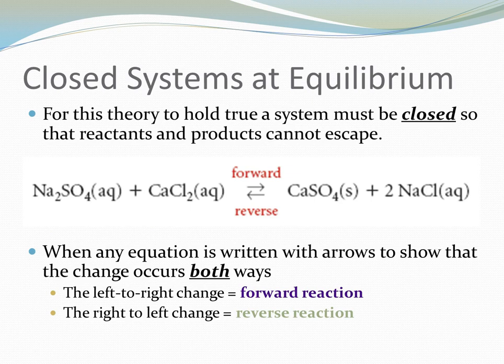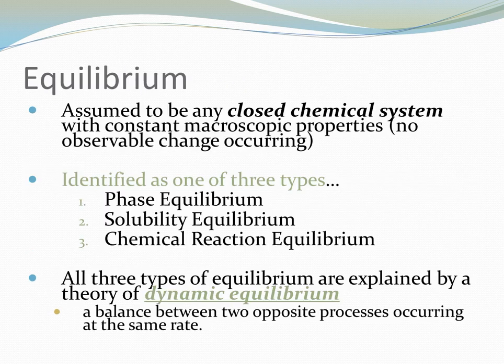Examine this chemical system in equilibrium. Notice the type of arrow that is drawn between the reactants and the products. This arrow shows that some reactions are taking place in the forward direction and some reactions are taking place in the reverse direction. Any closed chemical systems with no observable changes occurring are at chemical equilibrium.